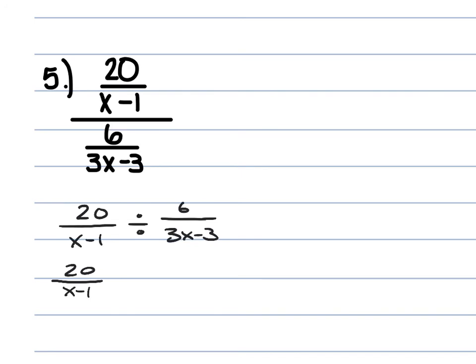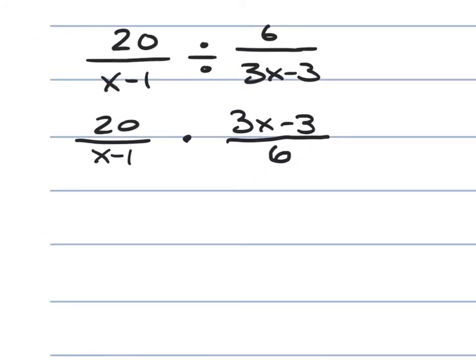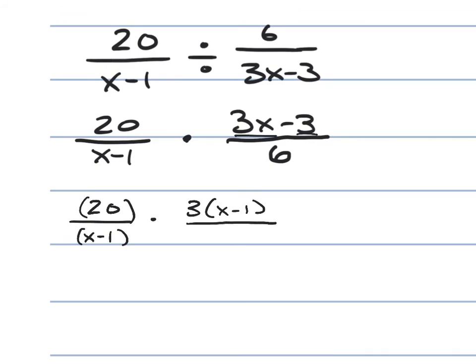Keep, change, flip. Now, some of you will probably be noticing something at this point. 3x minus 3 can be factored. So what will 3x minus 3 become? 3 times x minus 1. Why? Because these both share a common factor of 3, and when we pull that out, we get 3 times x minus 1.